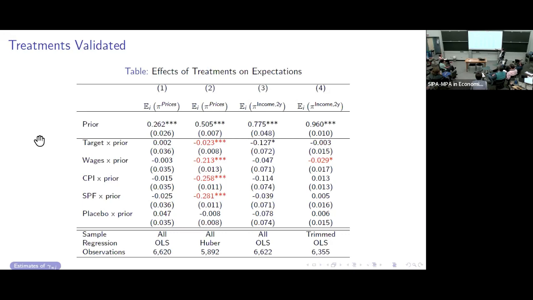But if you compare that column with column number 4, you can see that income growth expectations are actually very hard to move around. In fact, unless you give them information about wages itself, none of the other thetas are statistically significant.